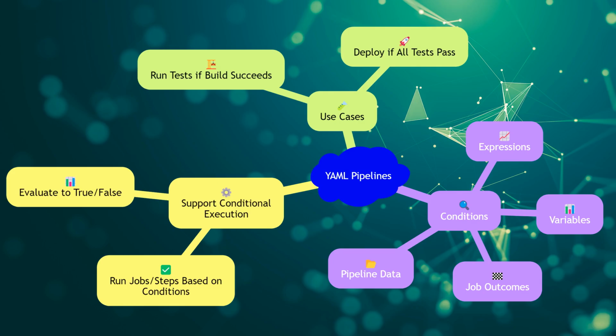YAML pipelines support conditional execution, allowing you to run jobs or steps based on specific conditions. This can be useful for scenarios such as running tests only if the build succeeds, or deploying to production only if all tests pass. Conditions can be defined using expressions that evaluate to true or false and can reference variables, job outcomes, and other pipeline data.